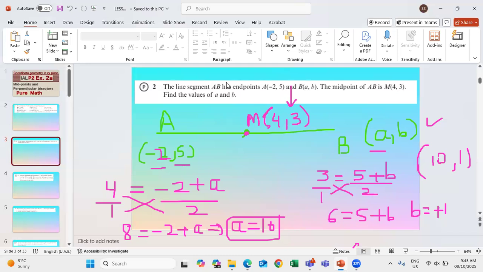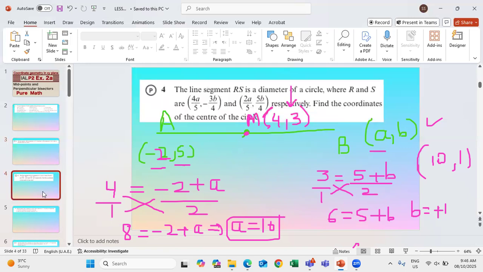So we got here, and also you can recheck your work. Like if you add negative 2 and 10, you will get 8, and divide by 2, you will get 4. And then 5 here and 1 here, which are the Y values. When you add them, it will be 6. 6 divided by 2, 3. So we are getting the correct answers. Now let's go to the next question here.